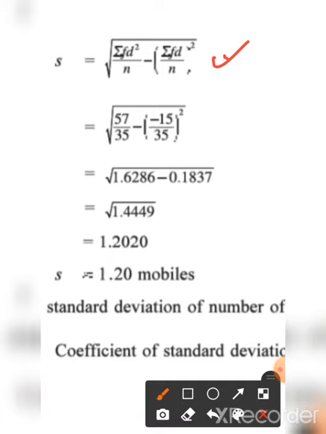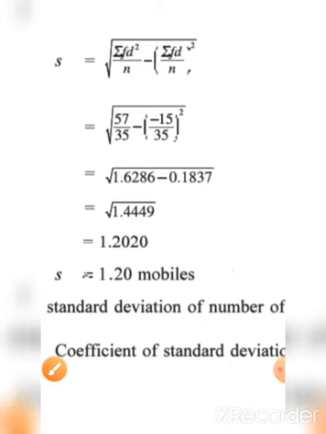Now, from the table that we saw on the last page, you find all the values. You're going to put them over here, use the board mass, and solve it out. So 57 divided by 35 will give you 1.6286, minus 15 divided by 35, and you are going to do the square of it. It's 0.1837. You will deduct both of them. You're getting under root 1.4449. Just doing the under root of it, you will get 1.2020. That is approximately 1.20 mobile phones.